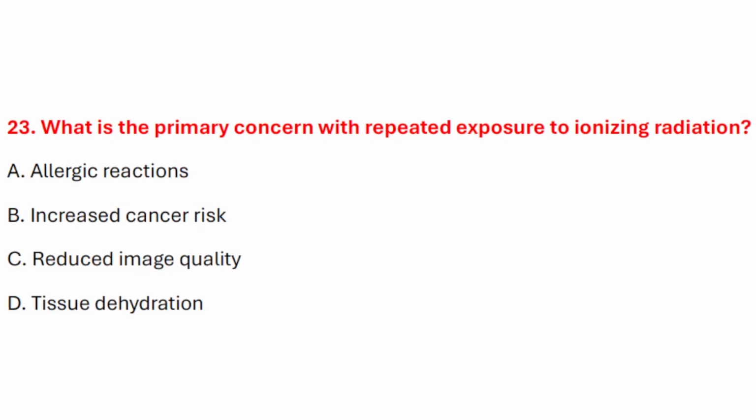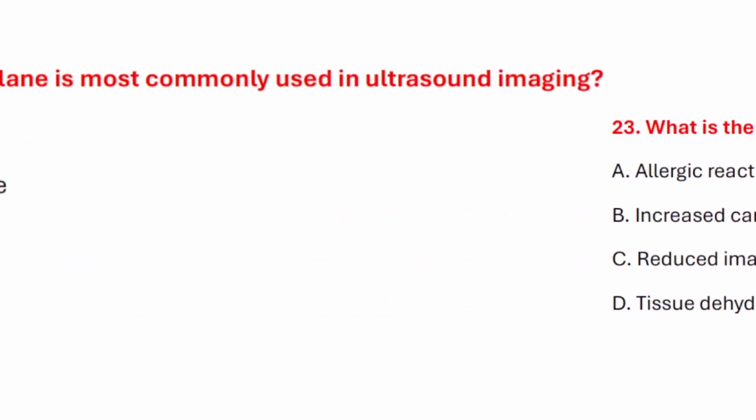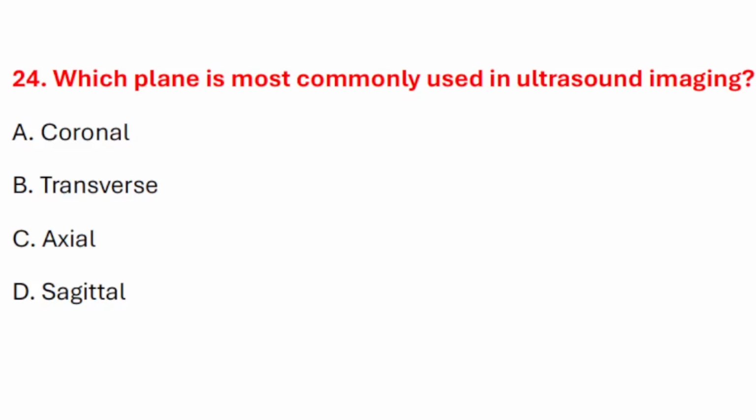Question number 23. What is the primary concern with repeated exposure to ionizing radiation? Correct answer is option B, increased cancer risk. Question number 24. Which plane is most commonly used in ultrasound imaging? Correct answer is option B, transverse.